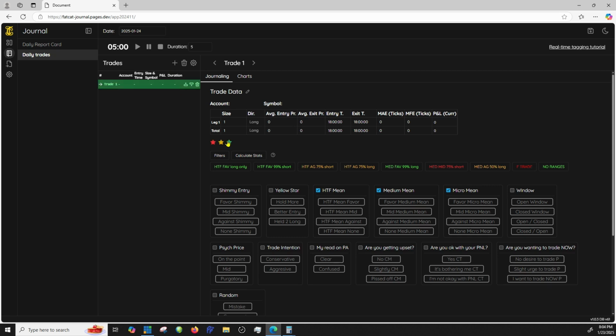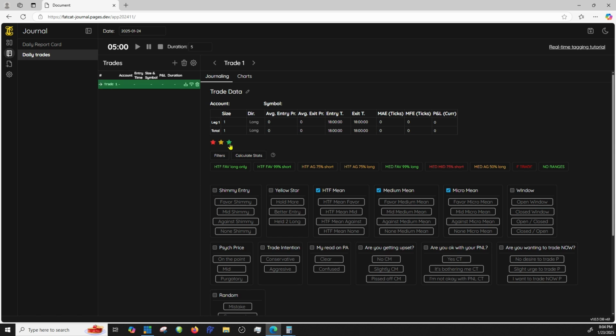There are 3 stars and you can only pick 1 star at any given time. You will not be able to pick 2 of them like you can with certain tag groupings. It's important to understand what these stars signify, as this will allow you to do more accurate filtering, so that when you are looking for edge in your statistics, it will be a lot more clear.